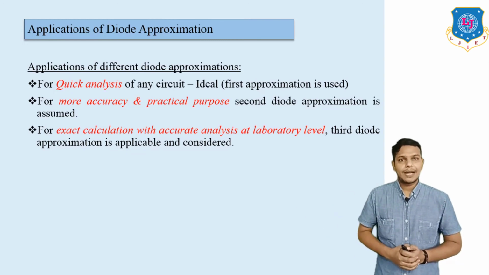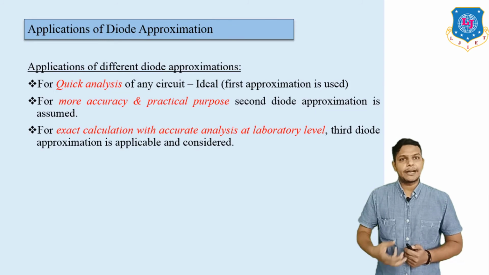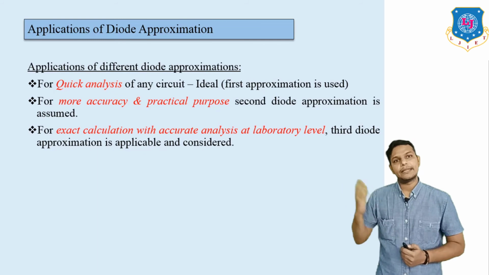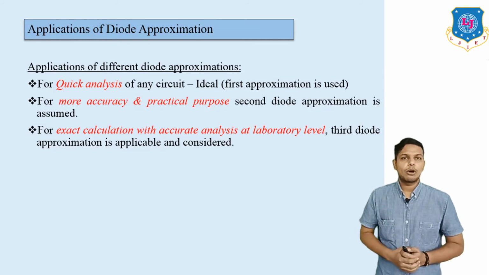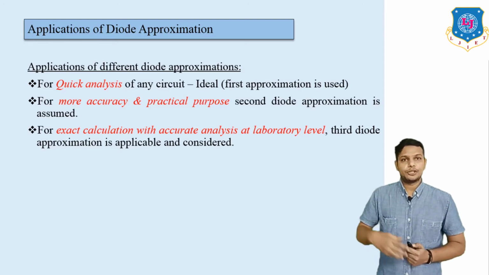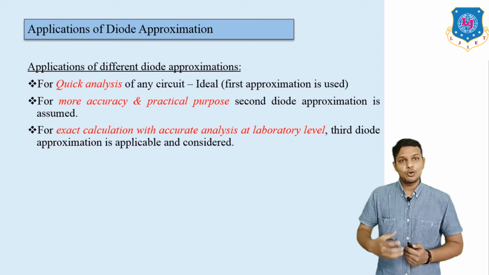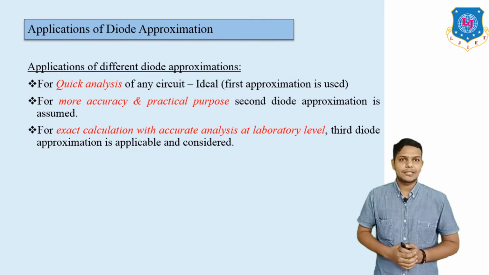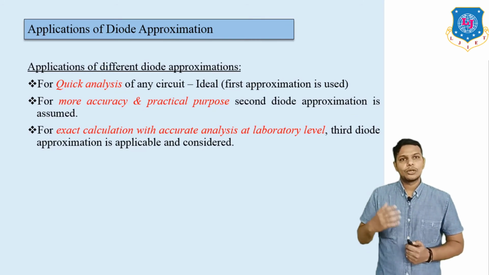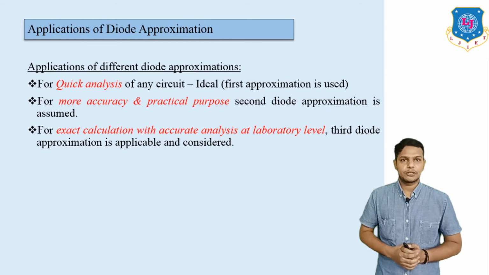You might say, I am 21 completed and 22 is going on. So it is a little bit more information than the first one. So it becomes more accurate and practical. So it is considered as the second diode approximation. If you want to be more accurate, then you might say, I am 21 years, 9 months and 3 days. So it is an exact calculation with accurate analysis at laboratory level. So it is considered as the third diode approximation.